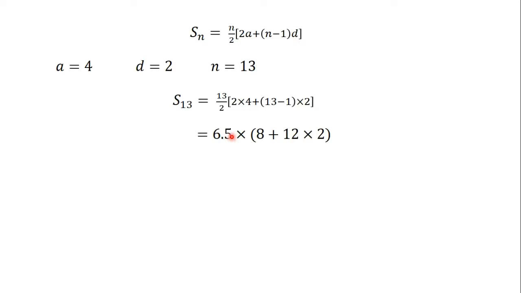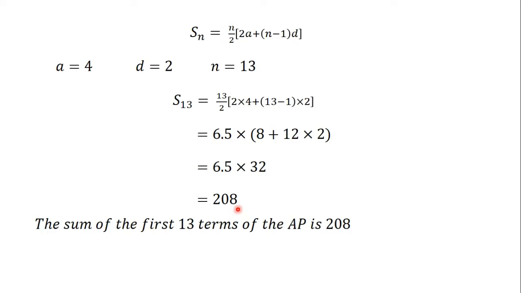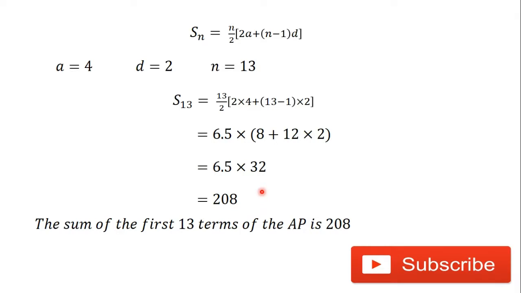This will give us 6.5 times 2 times 4 is 8. 13 minus 1 is 12. So we have 8 plus 12 times 2. And we will have 6.5 times 32 because 12 times 2 plus 8 will give us 32. So we have 6.5 times 32. 6.5 times 32 is equal to 208. So this means that the sum of the first 13 terms of the linear sequence or the AP is 208.